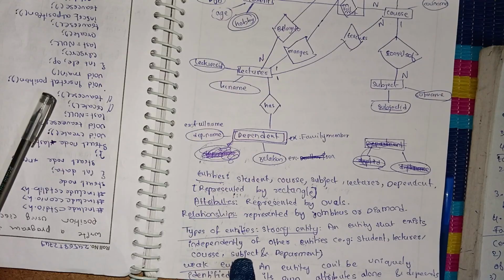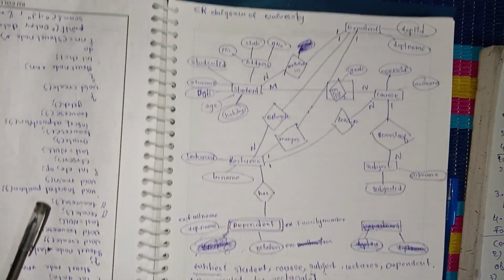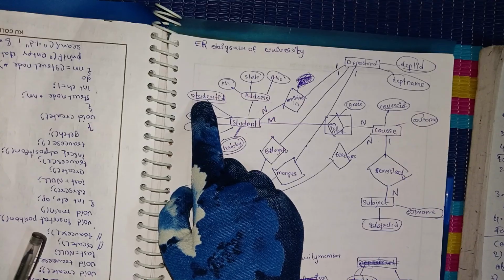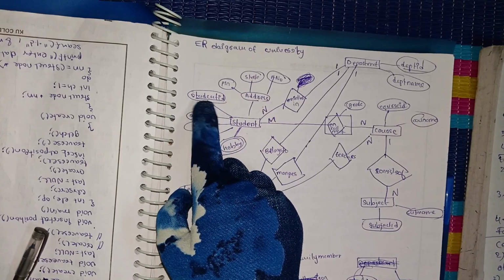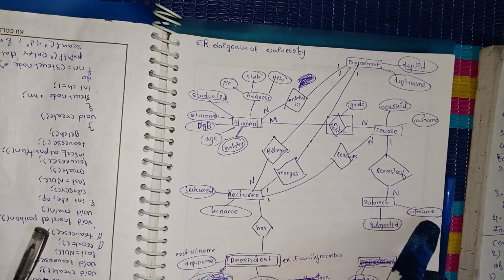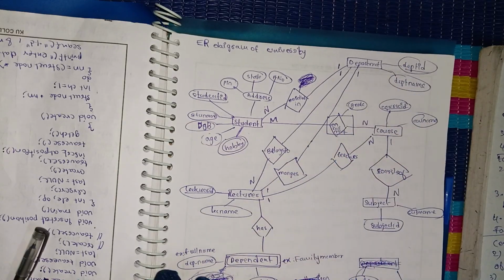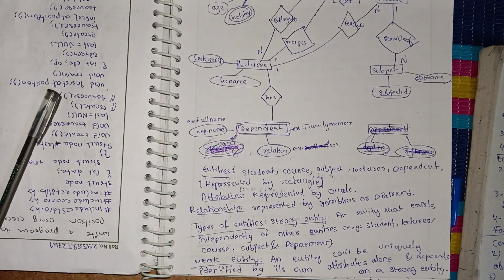Types of entities: a strong entity is an entity that exists independently of other entities. Examples: student, lecturer, course, subject, and department, because each has its own primary key, which is indicated by an underlined oval: student ID, lecturer ID, subject ID, and department ID. These are strong entities because each has its own identifier, meaning a primary key, which uniquely identifies each row in the table.